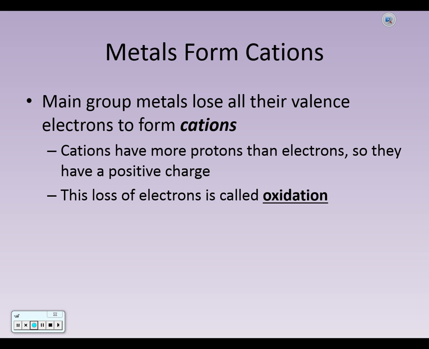When metals start losing their electrons, they end up with more protons than electrons. So they have a positive charge, because protons are positive and electrons are negative, right? When that happens, we refer to them not as atoms anymore, but as cations. Atoms have equal numbers of protons and electrons. Cations do not. Okay?